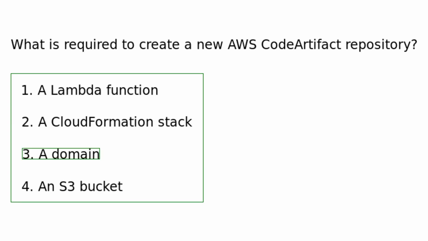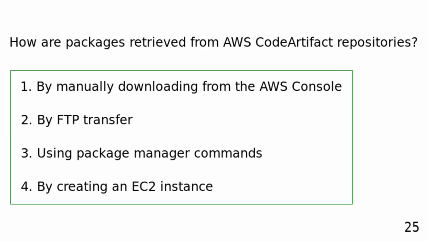To create a new AWS CodeArtifact repository, you must first have a domain set up, which acts as a namespace for the repository. How are packages retrieved from AWS CodeArtifact repositories? By manually downloading from the AWS console. By FTP transfer. Using package manager commands. By creating an EC2 instance.